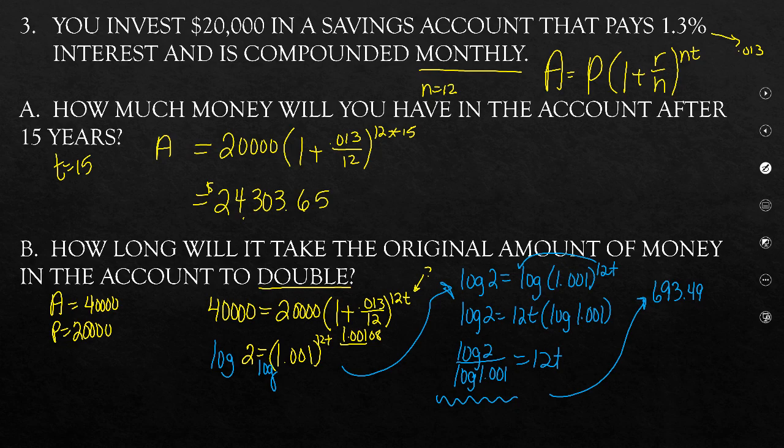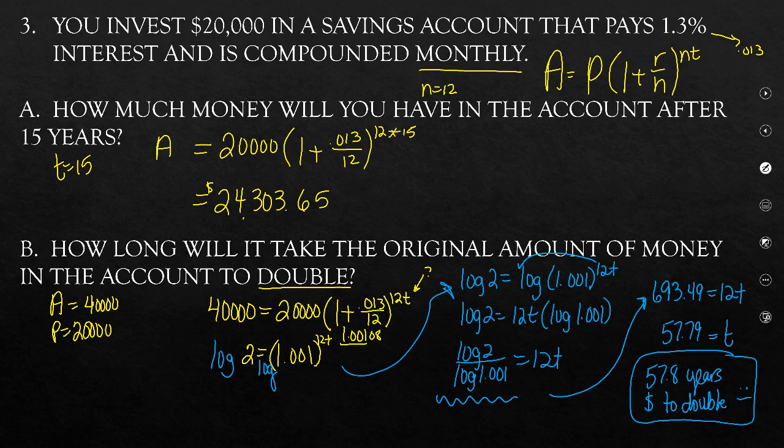693.49, and that is going to equal 12t. So when we divide both sides of the equation by 12, we get that our t value is 57.79. Oh my goodness, it takes 57.8 years for the money to double. Holy cow, that is ridiculous. Whoa. But that's the correct answer.